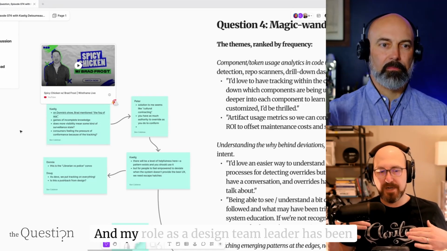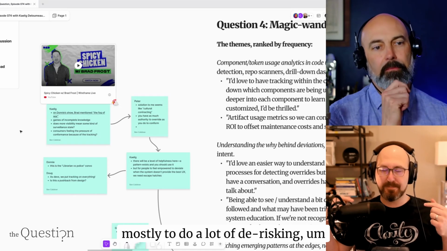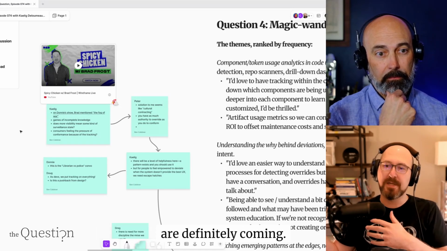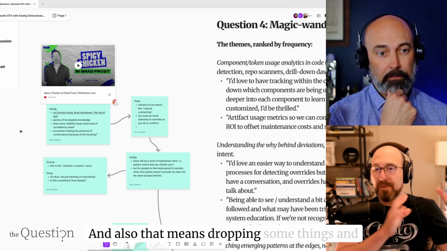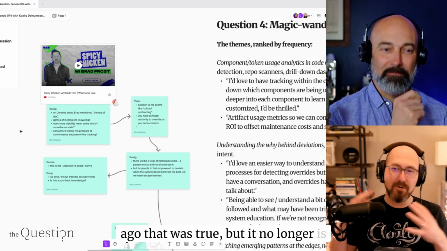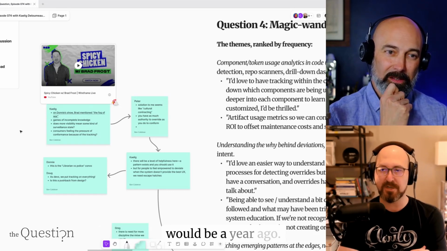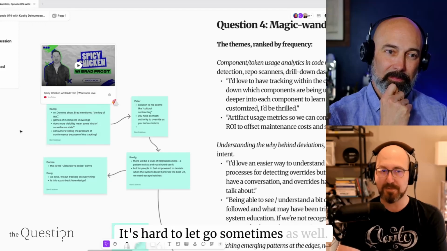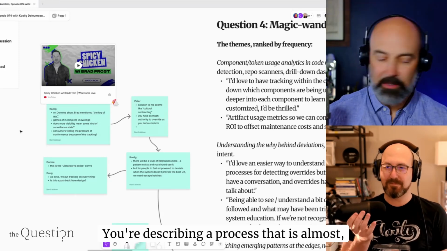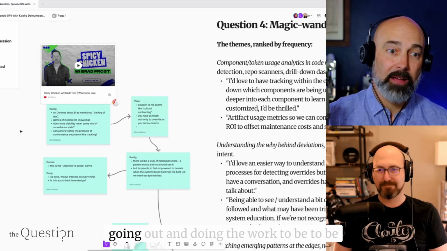And my role as a design system leader has been mostly to do a lot of de-risking, proactive building for things that we know are definitely coming. And also that means dropping some things and saying no to things where you were like, oh, a year ago that was true, but it no longer is, because they're building very different stuff from what we thought they would be a year ago. It's hard to let go sometimes as well. Yeah. You're describing a process that is almost exactly scouting, just being aware, going out and doing the work to be aware.